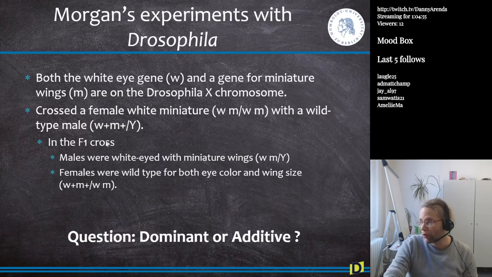So he did an F1 cross, which means that you take two of these individuals and cross them together. Then he observed that the males were white-eyed with miniature wings, and females were wild-type for both eye color and wing size. So they were showing this inheritance pattern. Right? So now my question to you guys is: is this a dominant phenotype or is this an additive phenotype, based on what we just discussed with the inheritance diagrams?